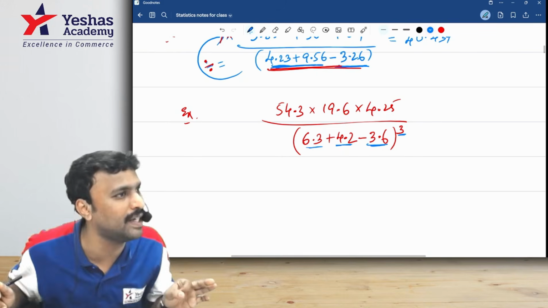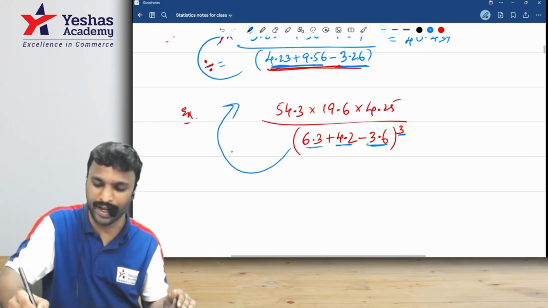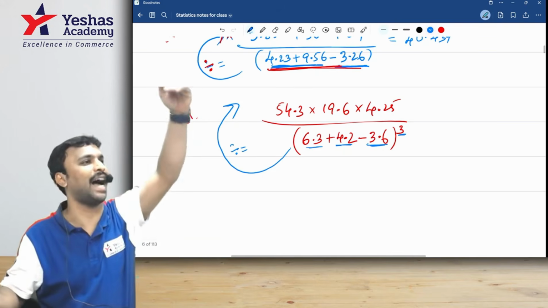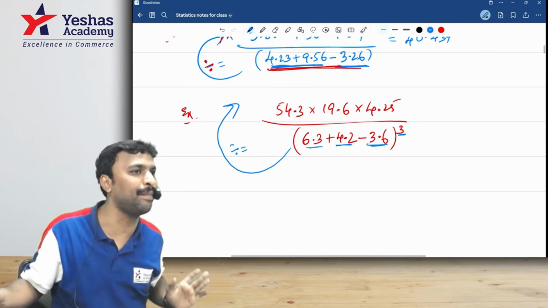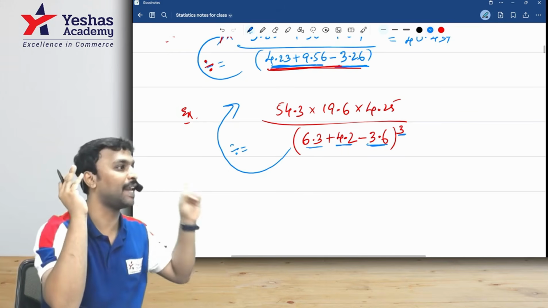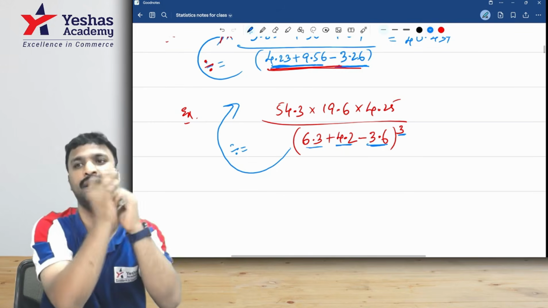Have you raised the power? Tell me what to do. Divide. Why divide equal? To take it up. When to take it up? Tell me, when the numerator is simple. This can be done only when the numerator is simple. Clear?